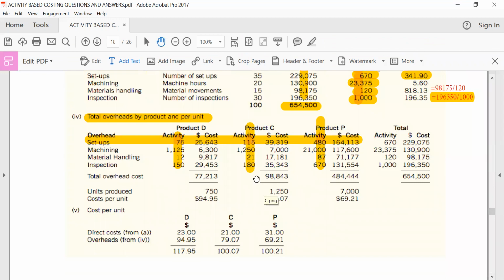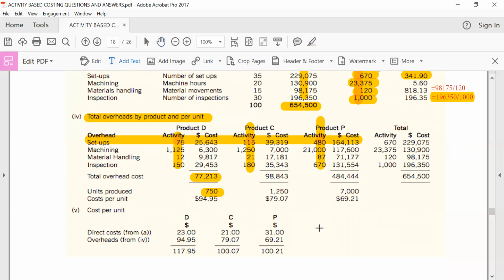So what we have to do, after getting the total cost, in the case of product D, we have the total cost to be 77,213. You divide by the number of units. The total cost is 77,213, but the total units they produced was 750. So you divide this cost by the 750, right? That is how you go about that.